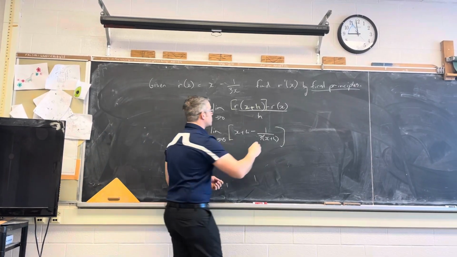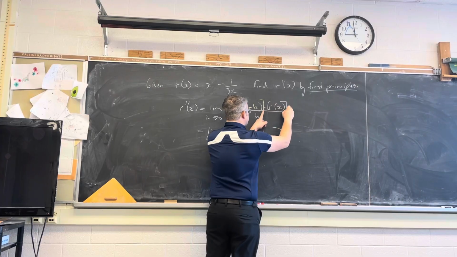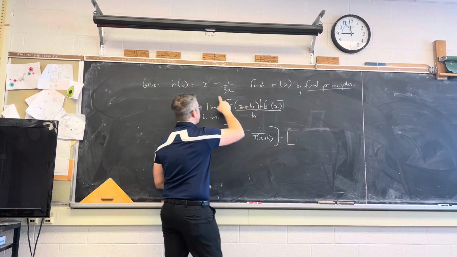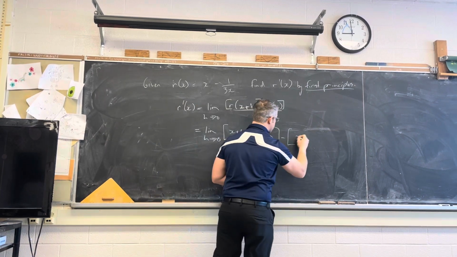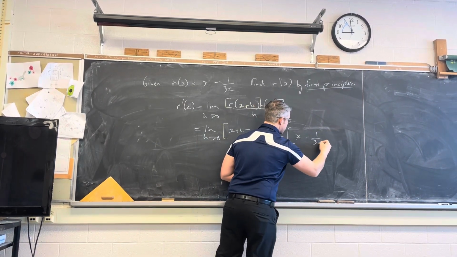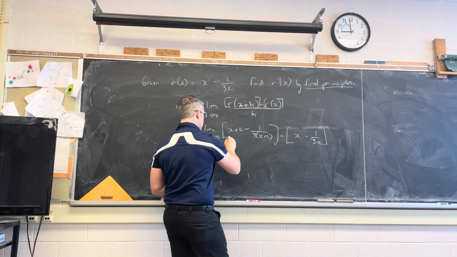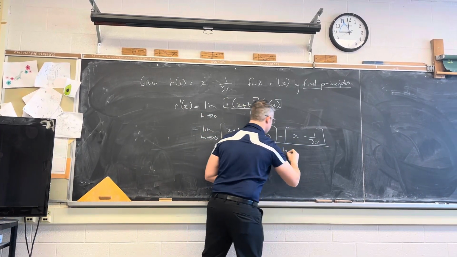Now the second portion, and I'll make sure to keep this subtraction sign isolated, is just going to be a carbon copy of the function itself. So it's going to be x minus 1 over 3x. And this is all over h.